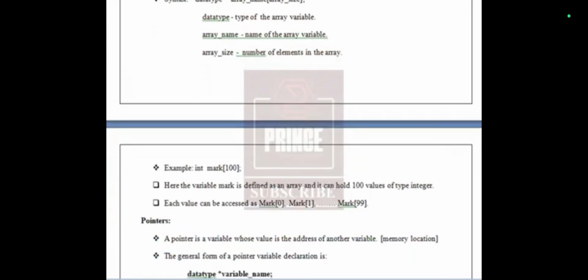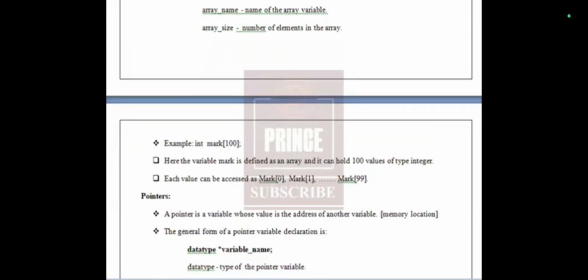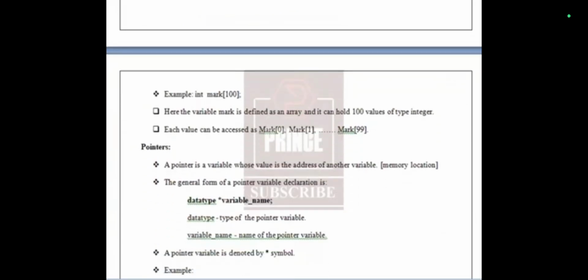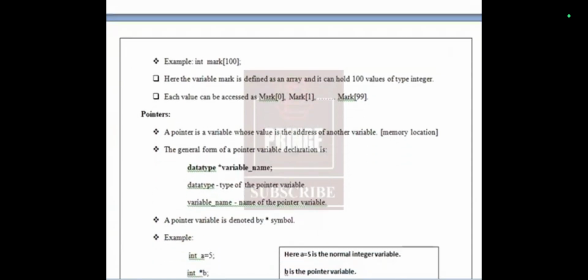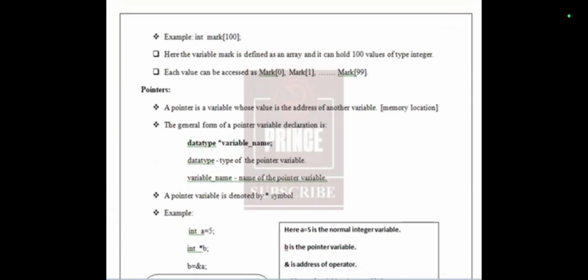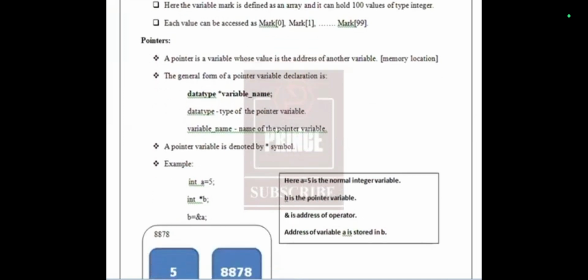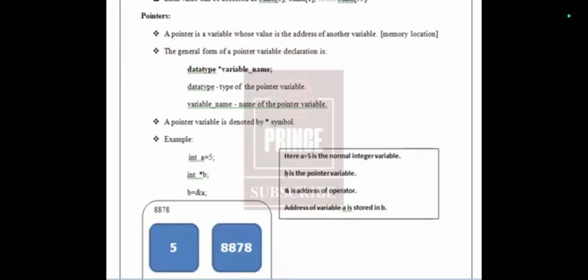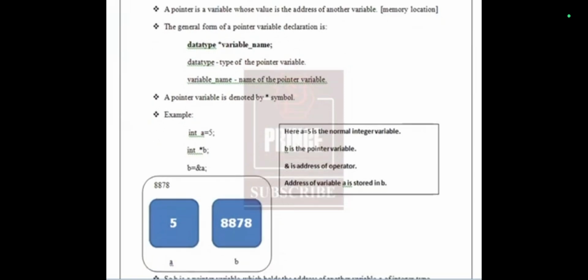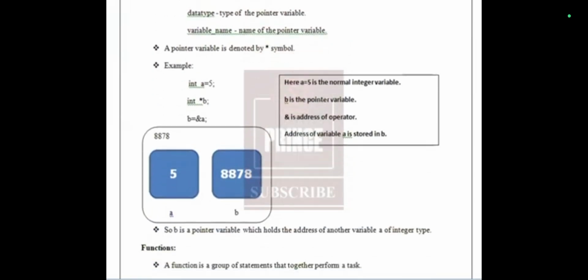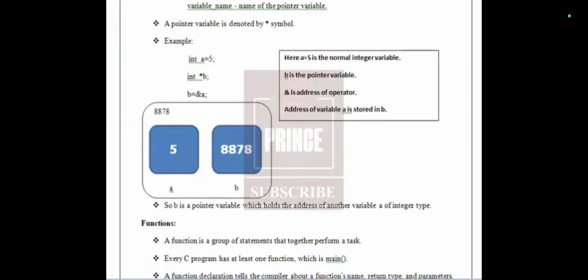The syntax is given. The basic syntax of an array is first the data type and array name, and inside the square brackets the number of elements. Next comes pointer. A pointer is a variable whose value is the address of another variable. The general form of the pointer variable declaration is given: data type, pointer name, and so on.